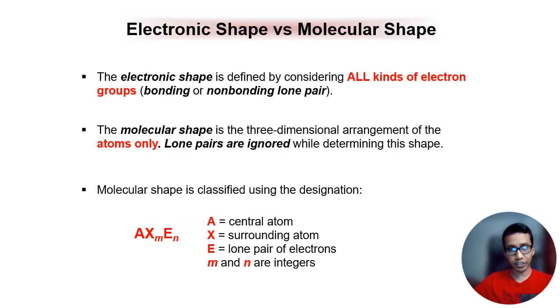Then we talked about electronic shape versus molecular shape. When we try to describe the electronic shape of a molecule, we look at all the different electron groups, bonding or non-bonding. But when it comes to molecular shape, we only consider the bonding electrons. And we use this formula where A is the central atom, X is the surrounding atoms, and the subscript m is the number of surrounding atoms that we have, E represents the lone pairs of electrons, and the subscript n is how many lone pairs you have.